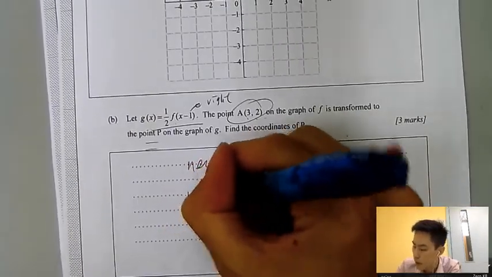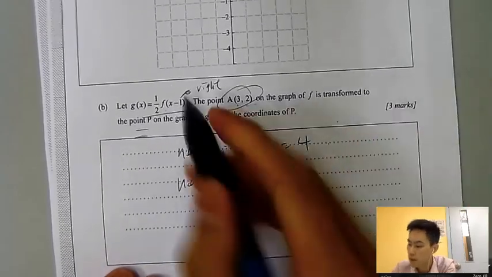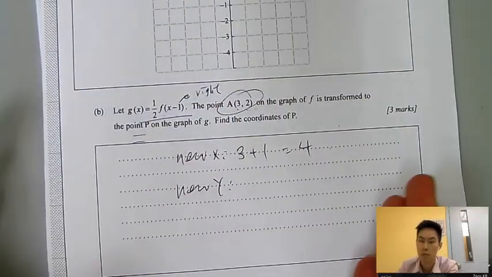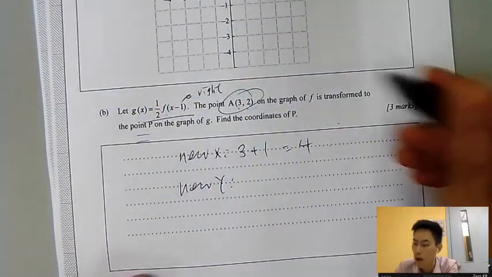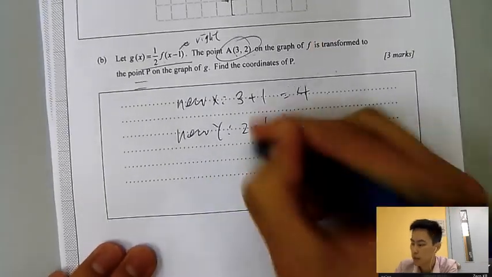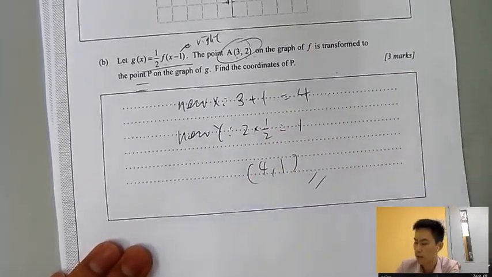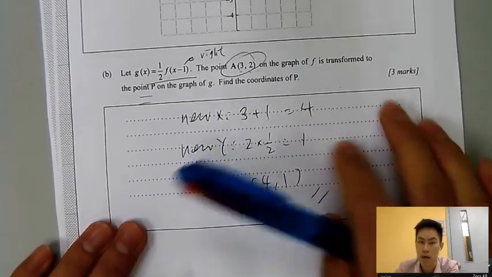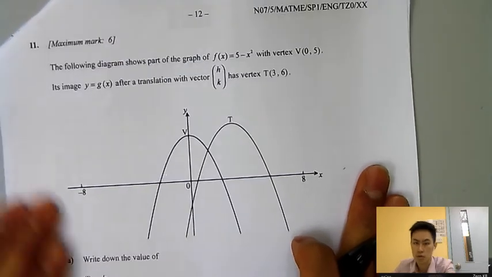And then the new y. We have half, and the original y is 2. You know that outside the bracket affects y. So this one is a multiplier on y. So 2 times half is equal to 1. So the answer is (4, 1). That's how you get 3 marks. You can see that every year you see this kind of question. And the next page, 207.